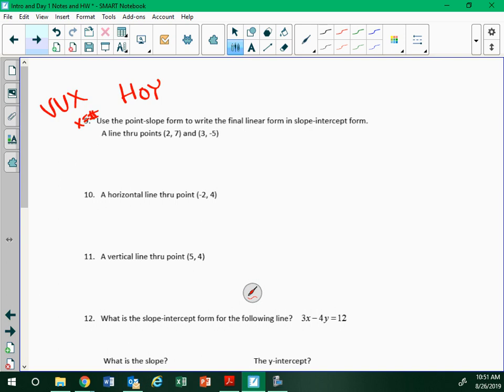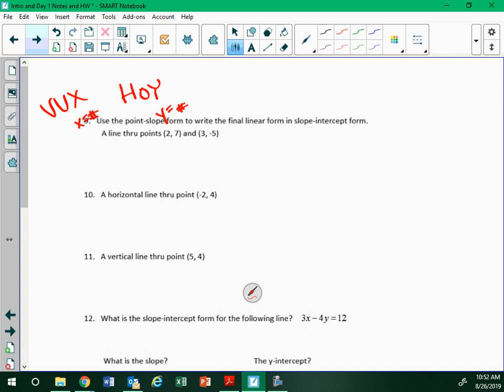How about HOY? First letter. Good. H is horizontal, O is 0 slope. Good. Y is y equals. Good. So a horizontal line is in the form y equals, again, a number. So let's say it's y equals 5. It's a horizontal line at 5, and our slope is 0. We've gone up 0 and over 10. 0 over 10 is just 0. So that's helpful for problems like 10 and 11.